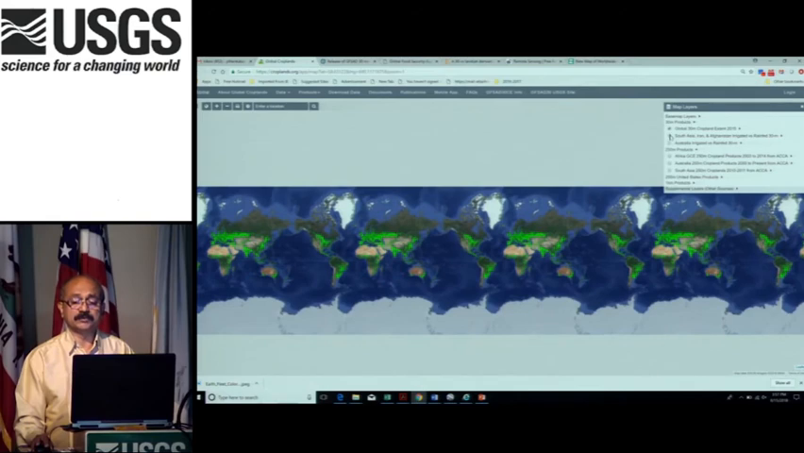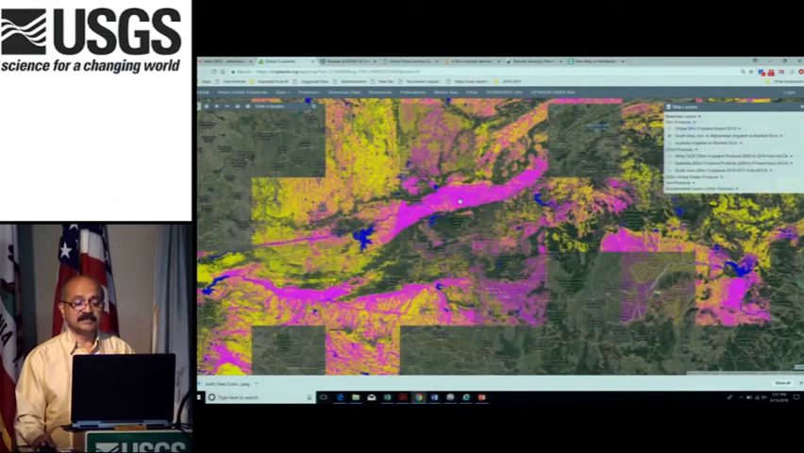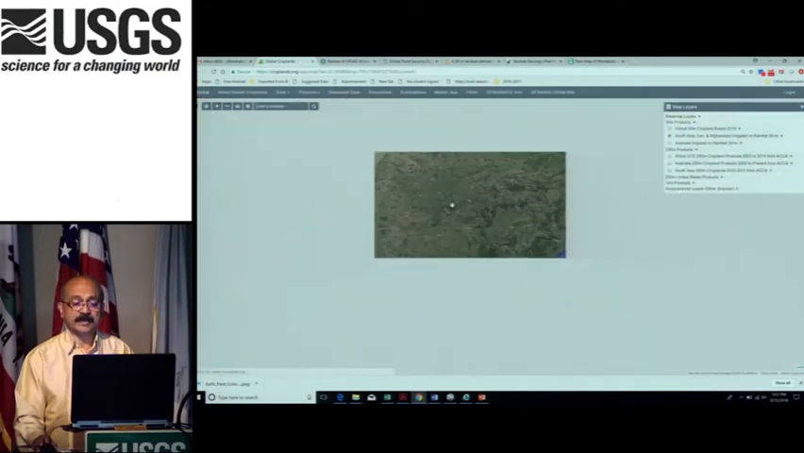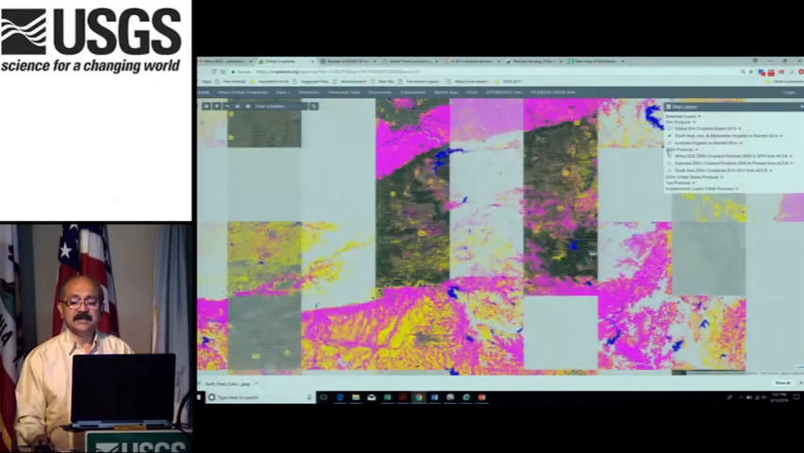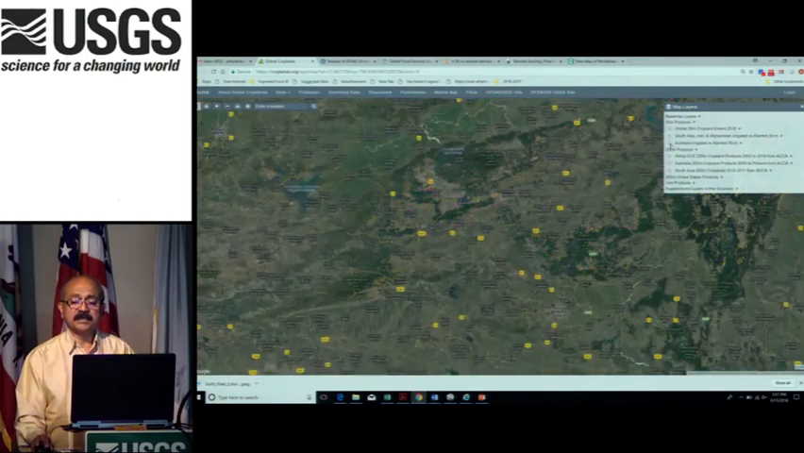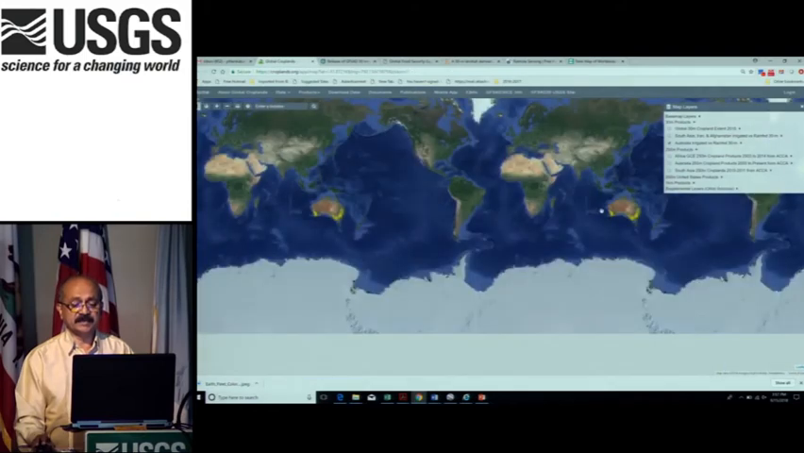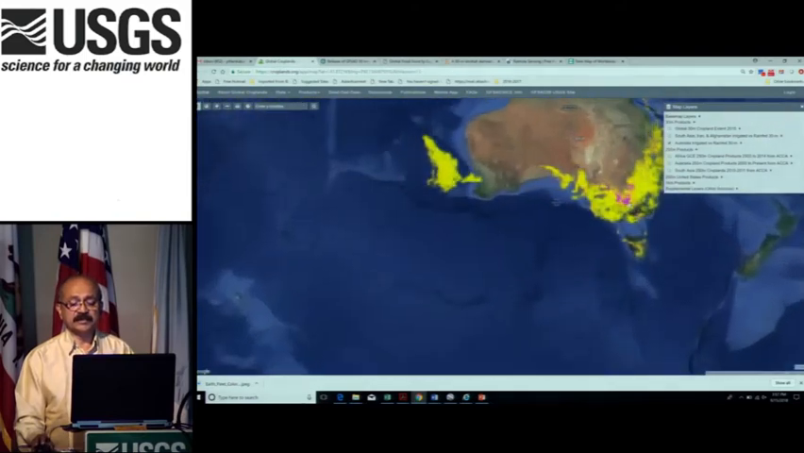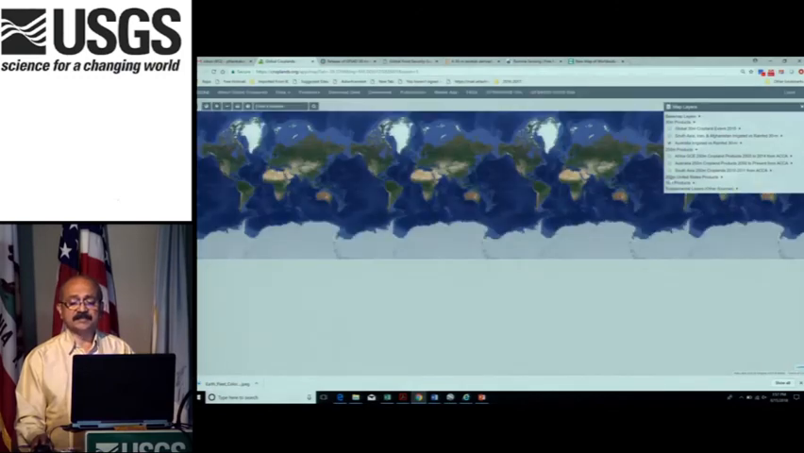For example, if you go to South Asia and focus on it, you can see irrigation versus rain-fed areas. All this red area is irrigated. You can look it up, zoom in, and see this. Because of time, I'm not putting too much effort into this. Australia also has irrigation versus rain-fed, and those red areas are irrigated areas.